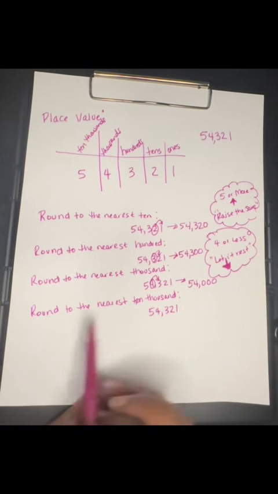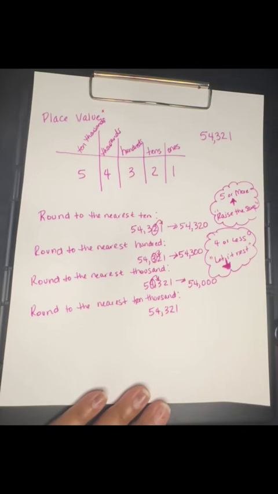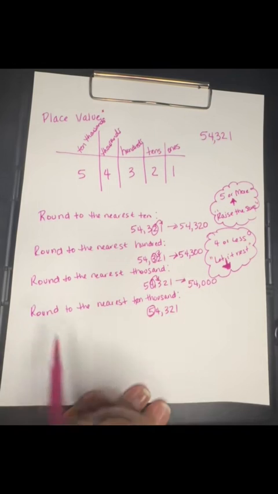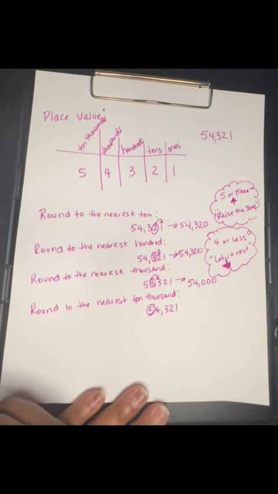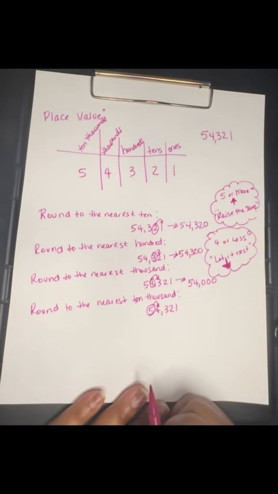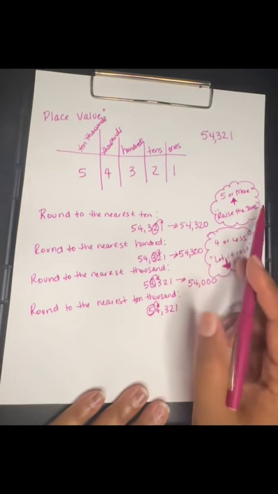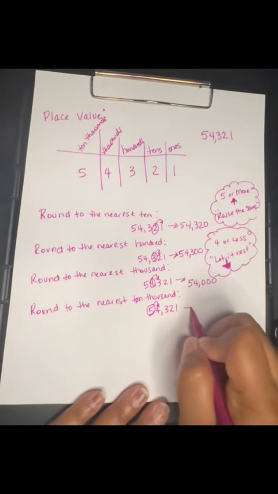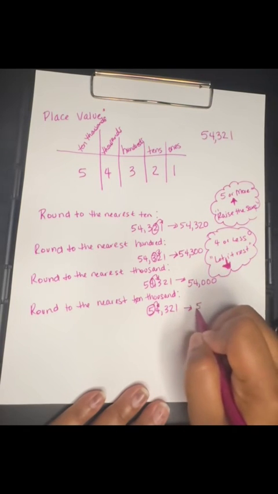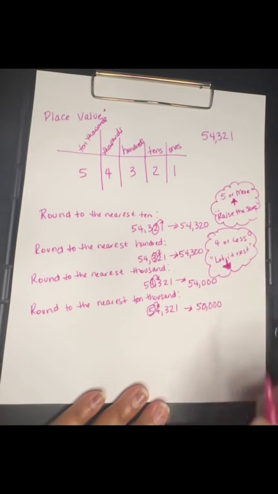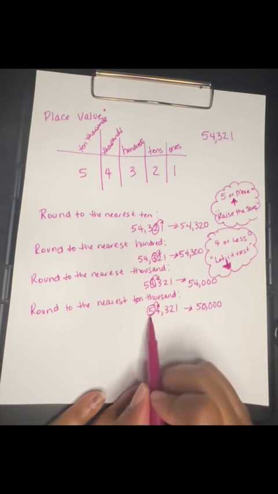Now on the last one, round to the nearest 10,000. 10,000 would be this place, the 5. We established it was 10,000 at the beginning. That means I'm looking at the digit behind it. That would be 4. Is it 5 or more? Or is it 4 or less? It is 4 or less. So that means that I'm letting it rest, and everything behind my 10,000 place will go to 0.